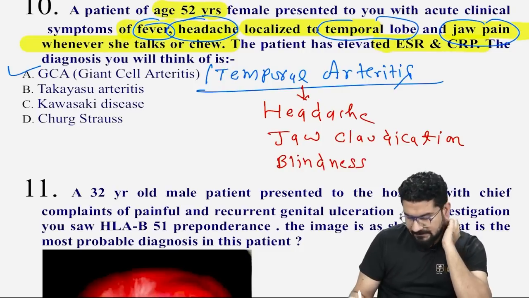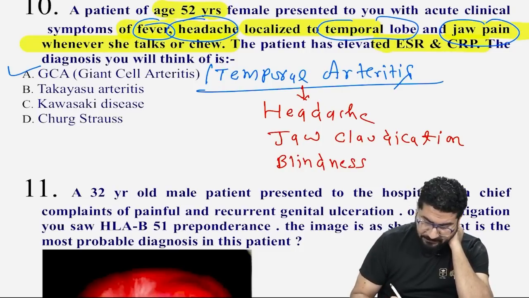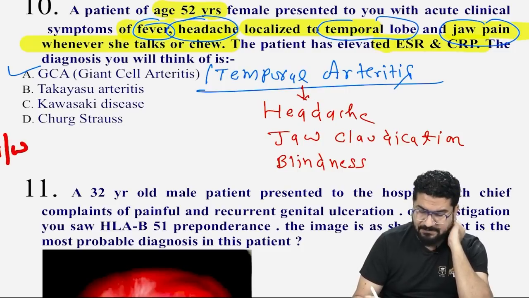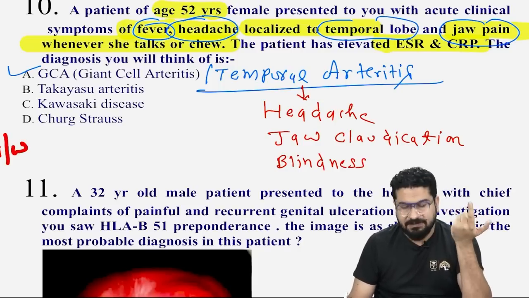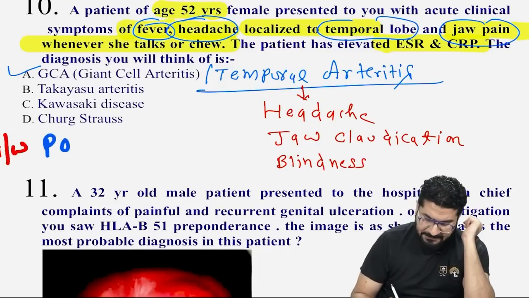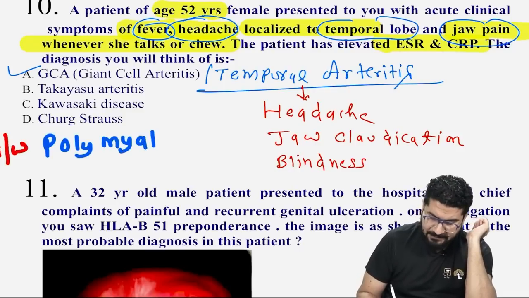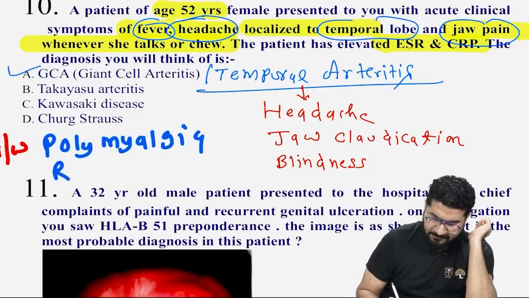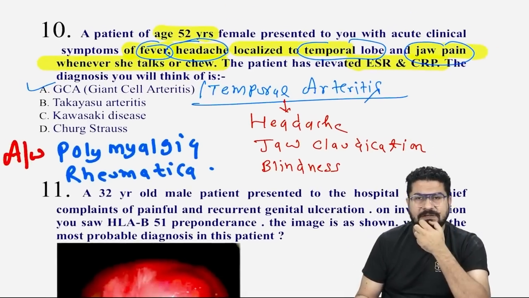There is risk of blindness, and a few patients later on can develop a complication that sometimes they ask in MCQs. This is associated with the condition, like some patients will develop fatigue, joint pain, muscle pain, that is called polymyalgia. So basically it's a rheumatoid arthritis like picture. We call this polymyalgia rheumatica. So that is seen here.